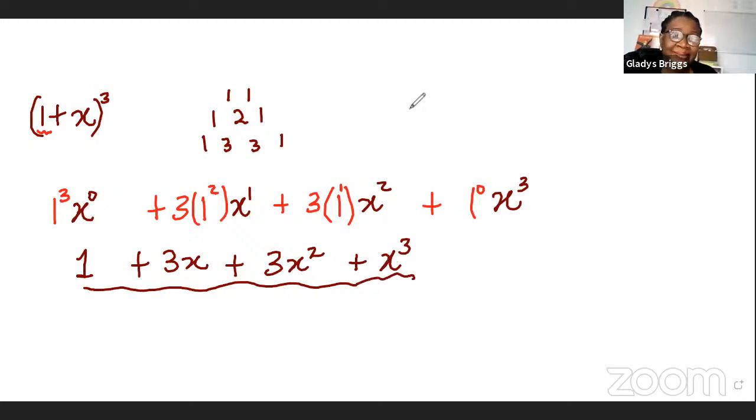Okay, guys, I don't want to make things complicated or complex for you. I want you to try this out on your own now. Do x plus 1 cubed for me. Expand it for me. Let me see what you get.